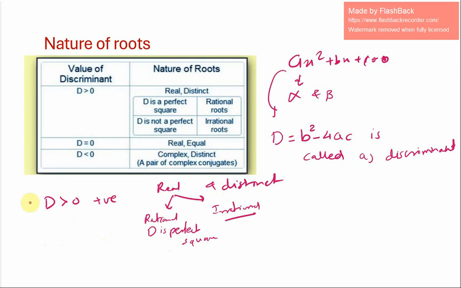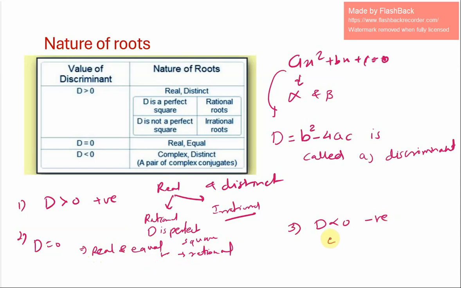The next condition, the second condition: if the value of D is 0, then this quadratic equation will have real and equal roots. Real and equal roots, and those roots are always rational. Now the third condition: if the value of D is less than 0, a negative value, then the roots are complex.